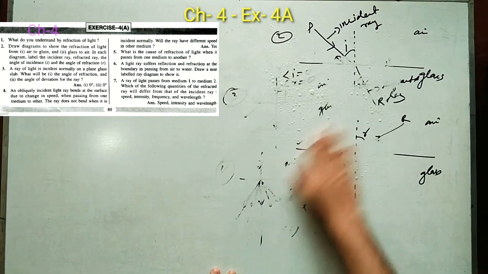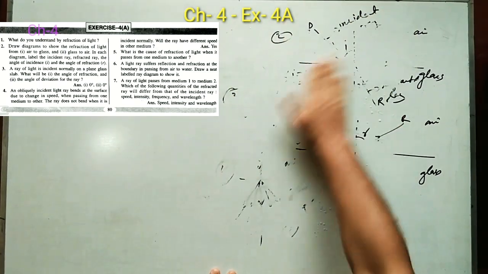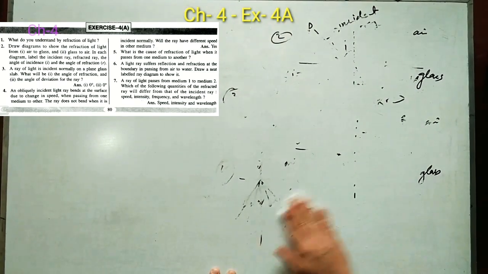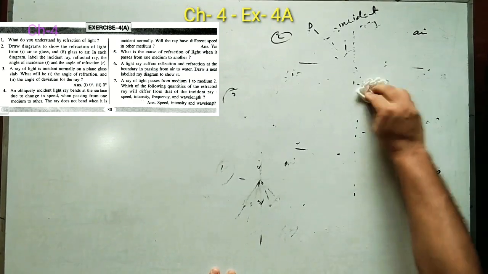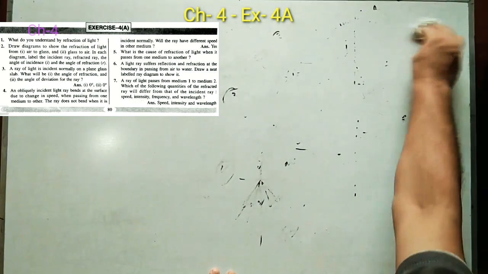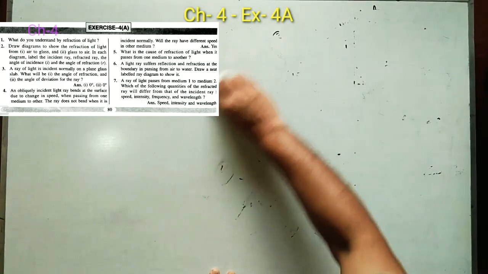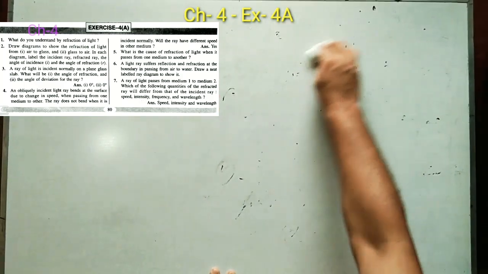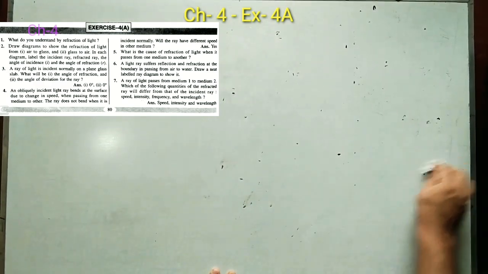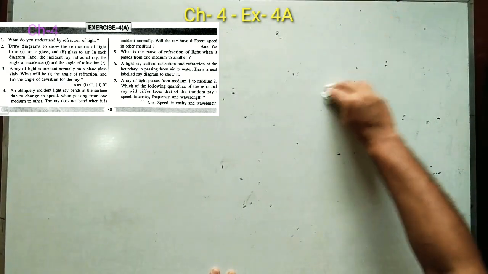Question number 5. What is the cause of refraction? What is the cause of refraction when light passes from one medium to another medium? All of you know the basic cause of refraction. What is the basic cause of refraction? Of course, the change in speed of light. The basic cause of refraction of light is change in speed of light.